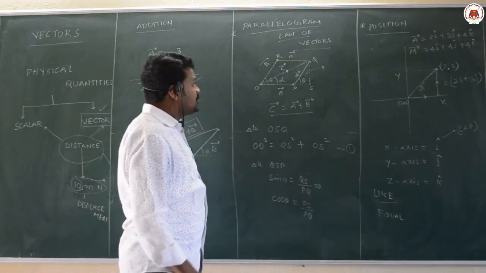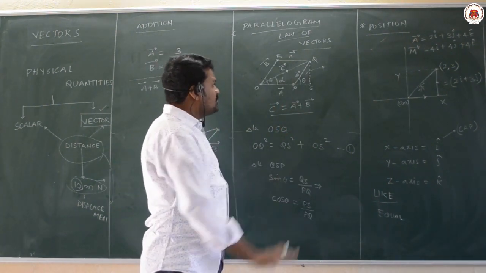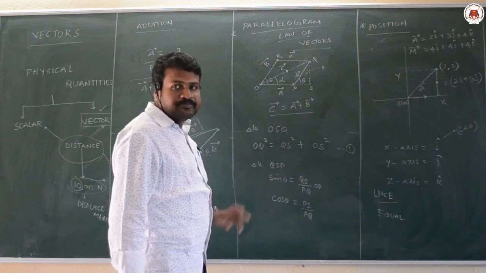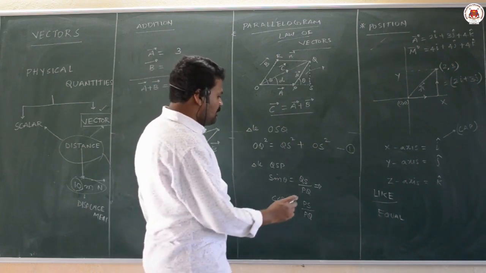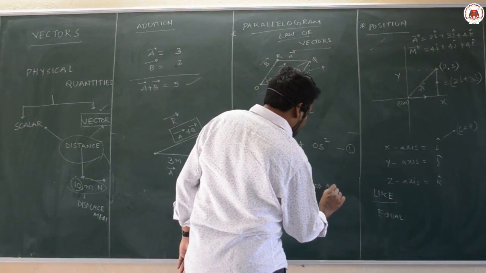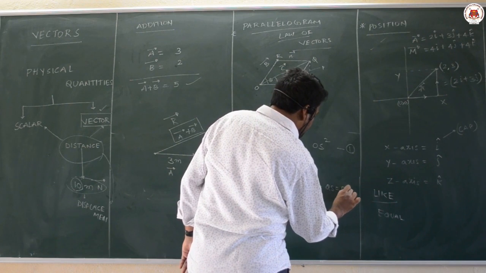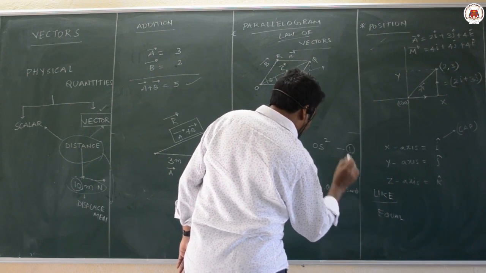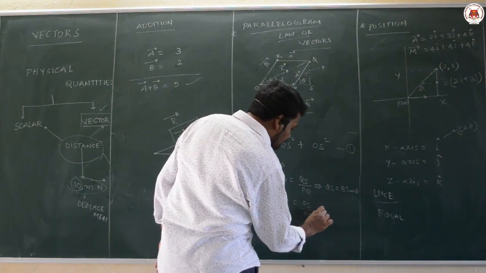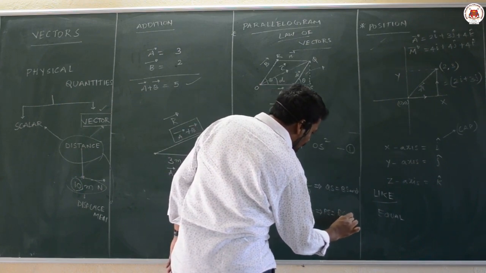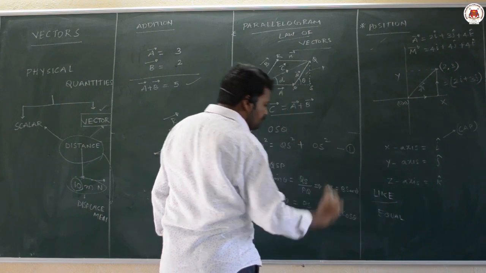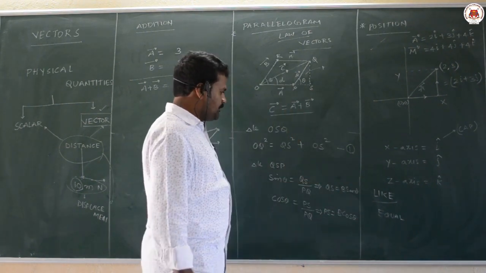Here this is a very important step. I can write QS is equal to PQ sin theta. That PQ is nothing but B. So I am writing QS is equal to B sin theta. Done. Similarly, I can write PS is equal to B cos theta. Right? Completed.